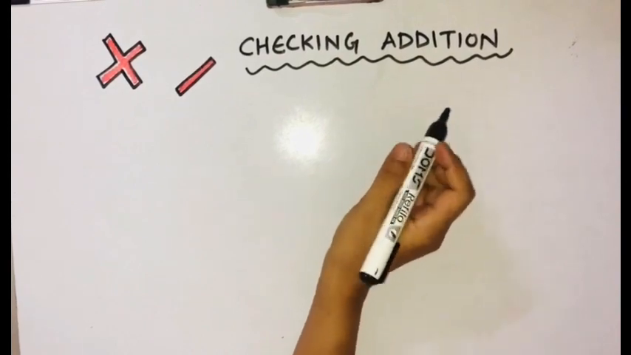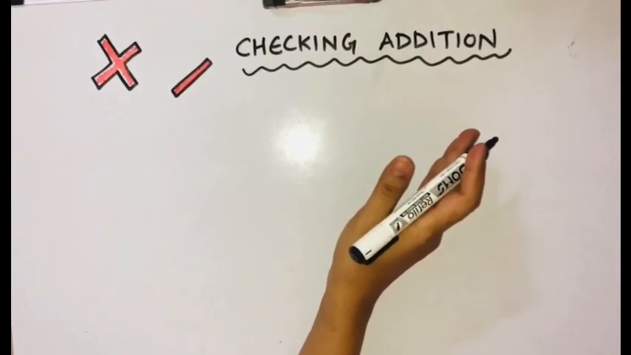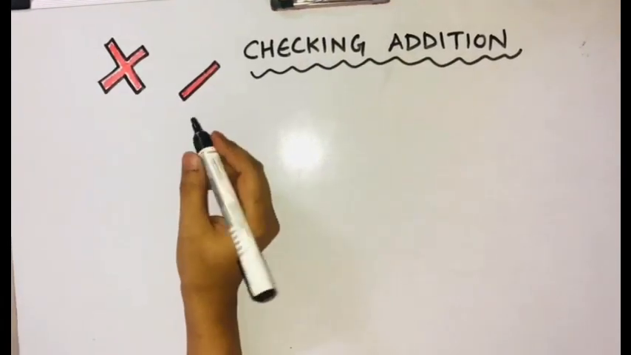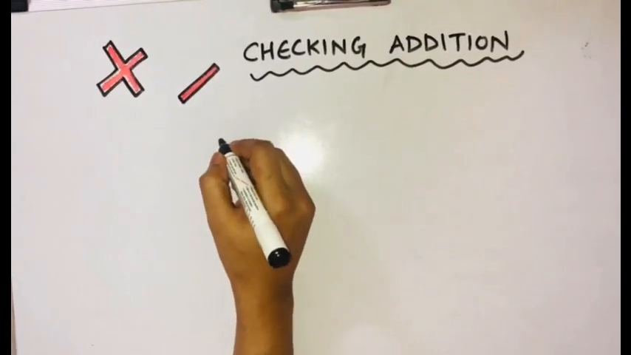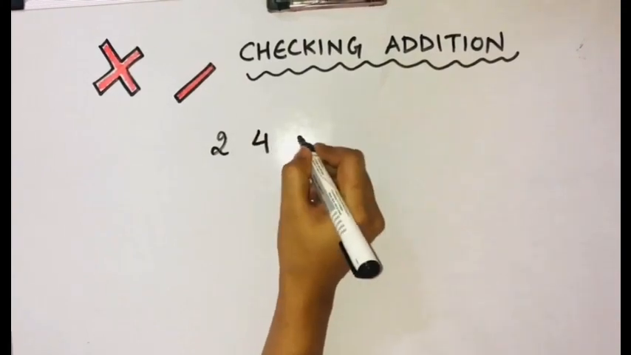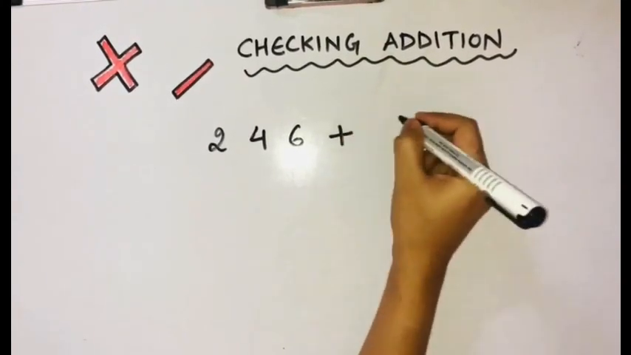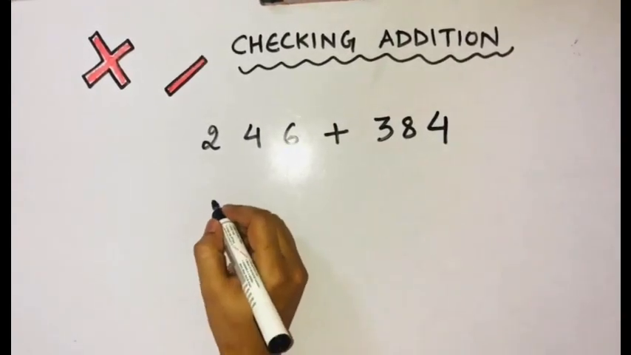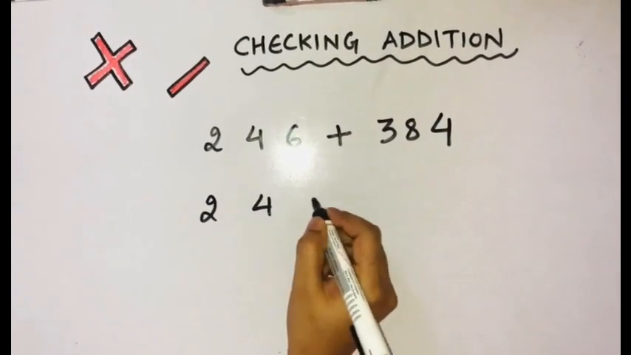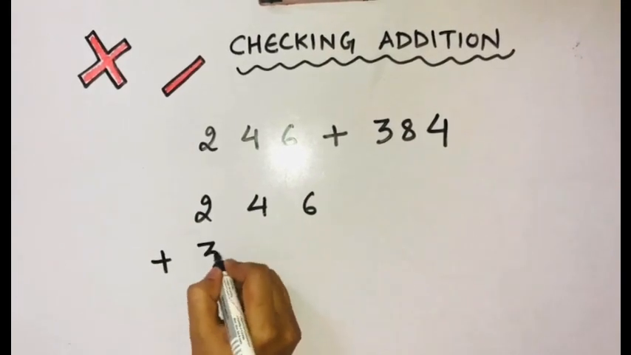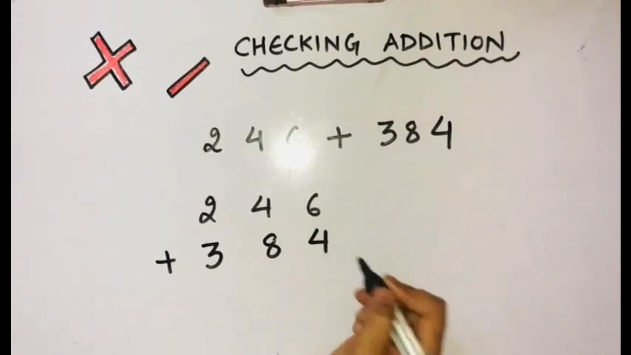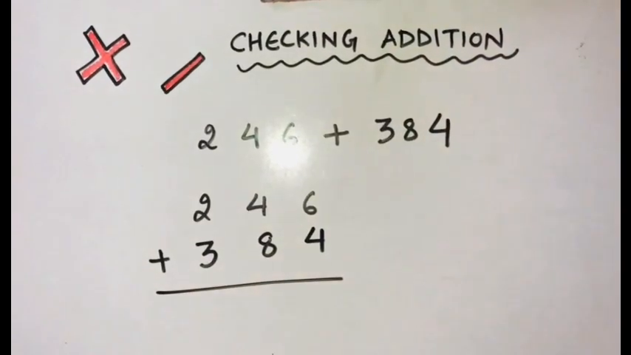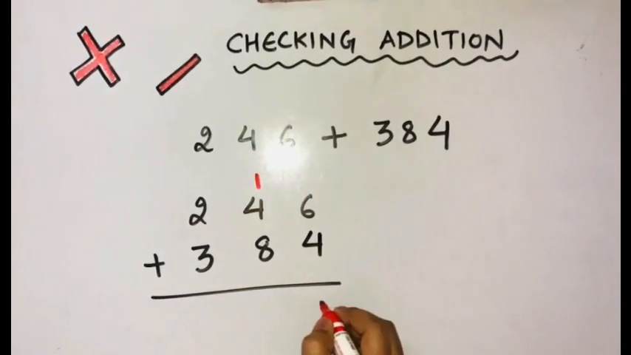Checking addition, we will discuss how to check whether the answer which you have got after adding two numbers is correct or not. Let us take an example. For example, there is a number 246 and you have to add 384 with this number. So, how do we do it? We write 246 plus 384. Now 6 plus 4 is 10. So 1 will be here and 0 will be here.